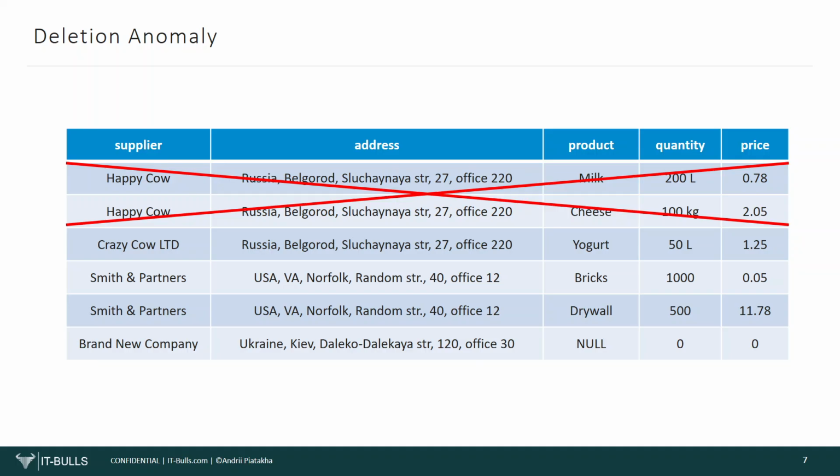This type of anomaly may occur when we remove information, and together with it, we remove information that shouldn't be removed. For example, we stopped cooperation with one supplier, or we just need to remove information about a delivery. In case we remove information about the delivery, we lose information about our supplier, and vice versa. All this information is important for our accounting department. We also might need to use this information to create different reports.